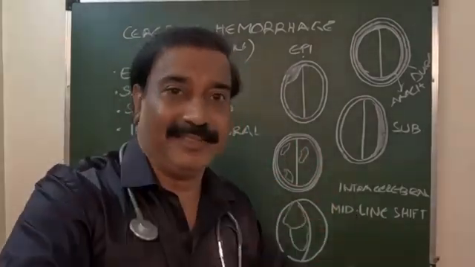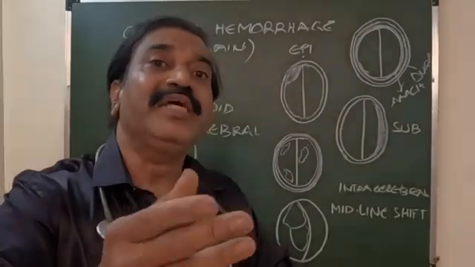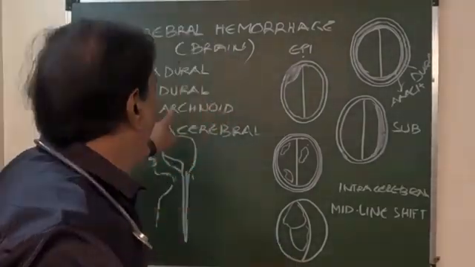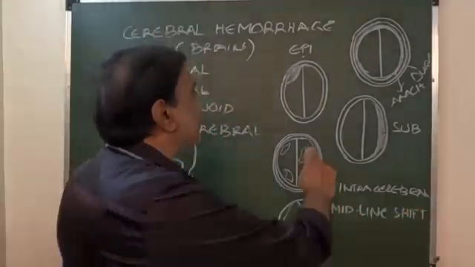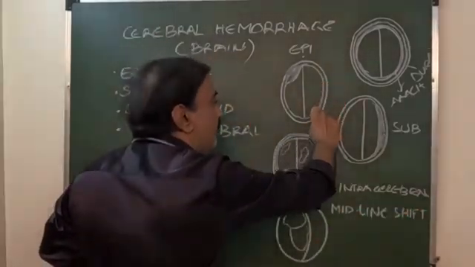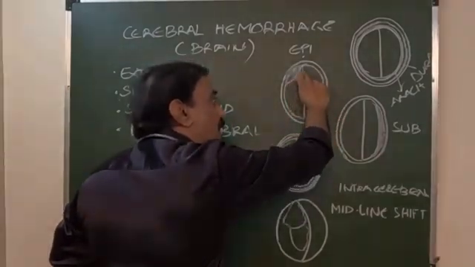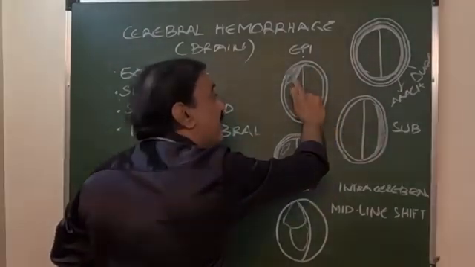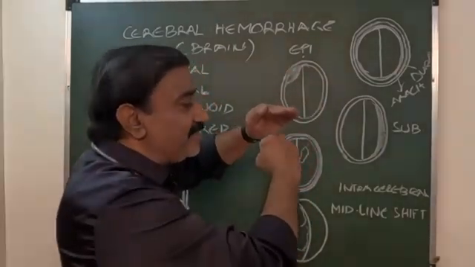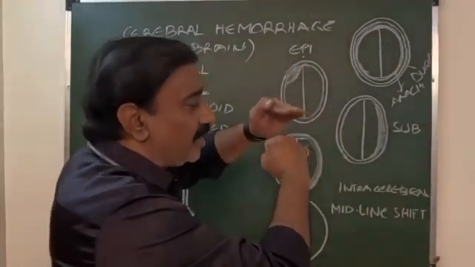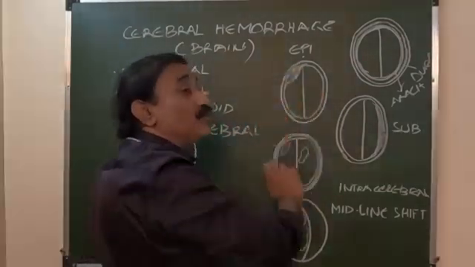Okay, so how many types of hematoma are there? Suppose there is an accident or an internal high BP bleeding. What type of bleedings occur in the brain? Number one, extradural. The brain is like this, the arachnoid is around, the dura is also around. Between the dura and the skull there is bleeding. This is called extradural bleeding or epidural bleeding.